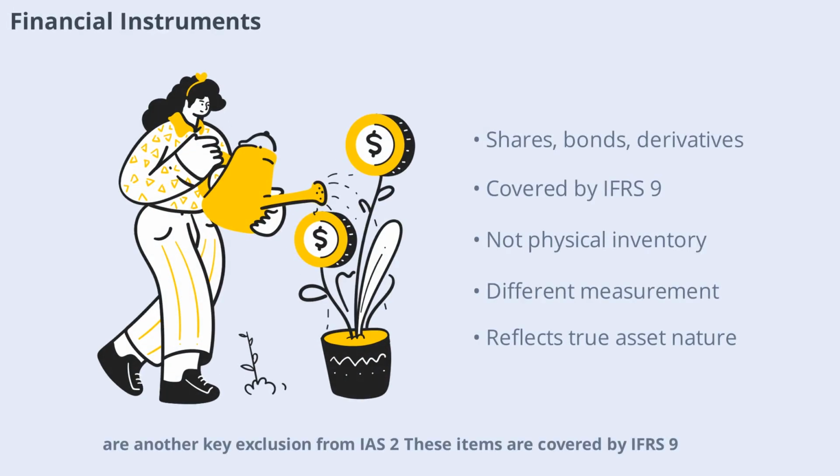Financial instruments, such as shares, bonds, and derivatives, are another key exclusion from IAS 2. These items are covered by IFRS 9, which addresses their unique financial characteristics. Unlike physical inventory, financial instruments represent investments or financial obligations and are measured and reported differently. Keeping them separate from inventory ensures that financial statements accurately reflect the nature of a company's asset.